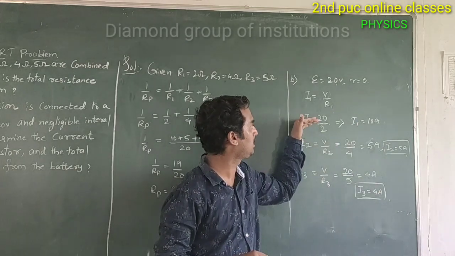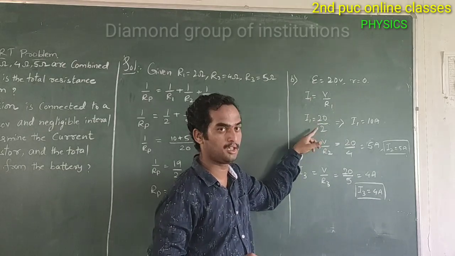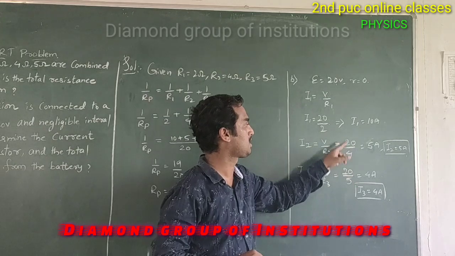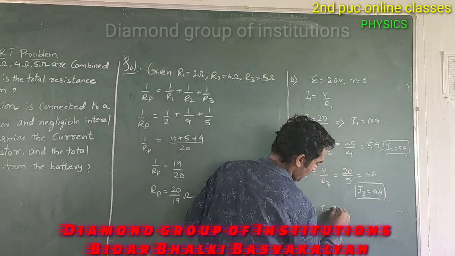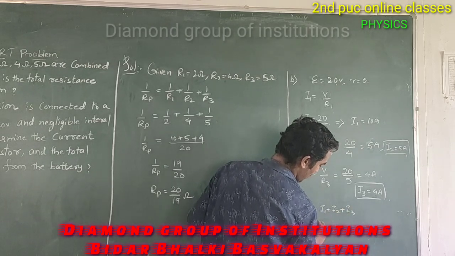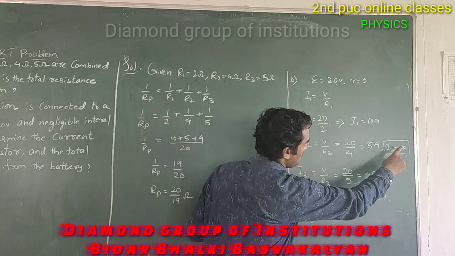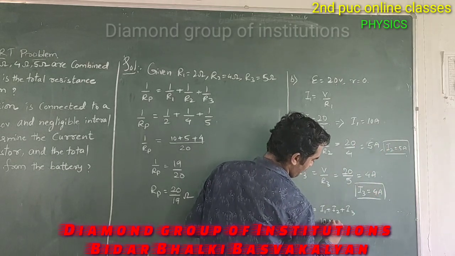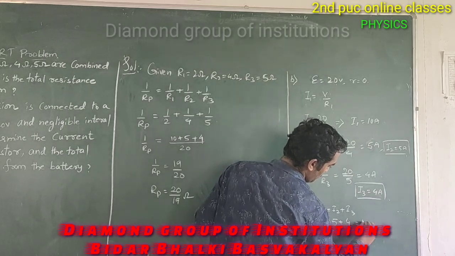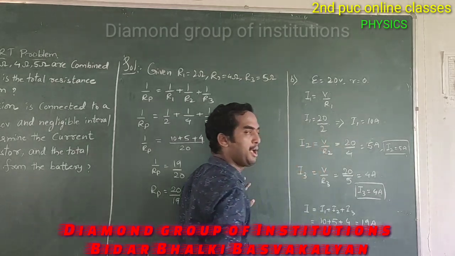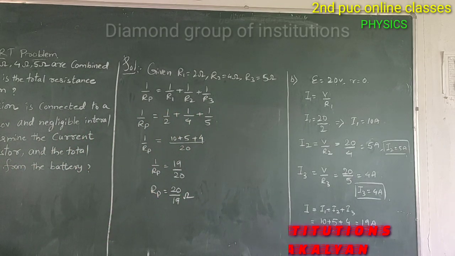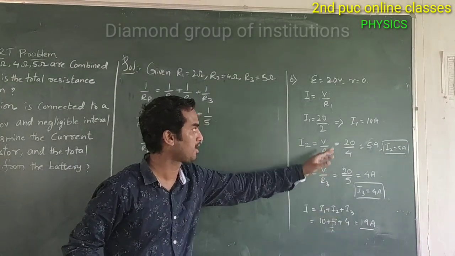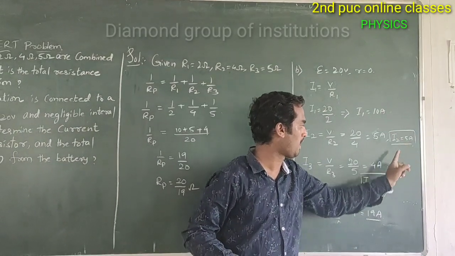That means we calculated the current value across each resistor. That means individual currents or branch currents we calculated. So we want to find the total current. So I equal to I1 plus I2 plus I3. If you add these three values, I1 value 10 plus 5 plus 4. So total 19 ampere of current which is drawn, which is flowing through the combination. So what is the final answer? I equal to 19 ampere because I1 is 10, I2 is 5, I3 is 4.